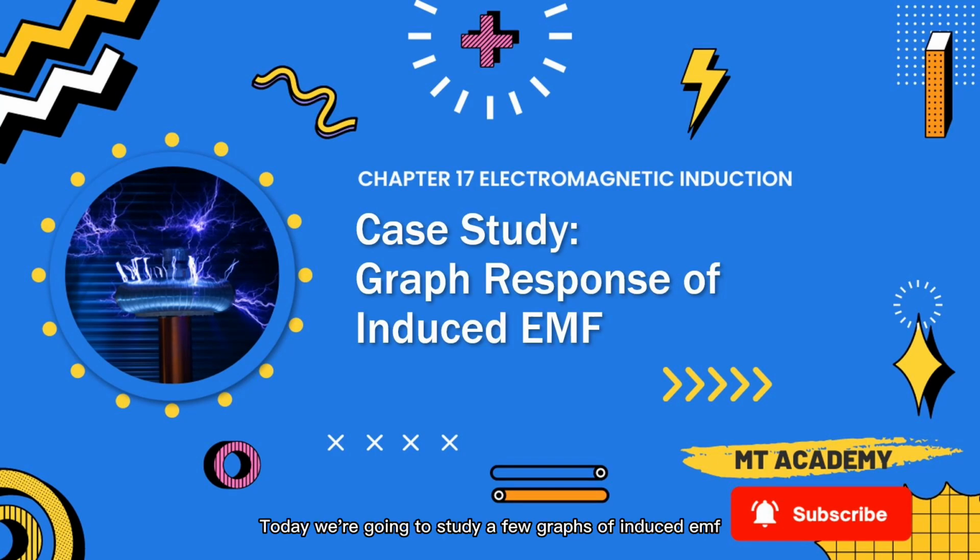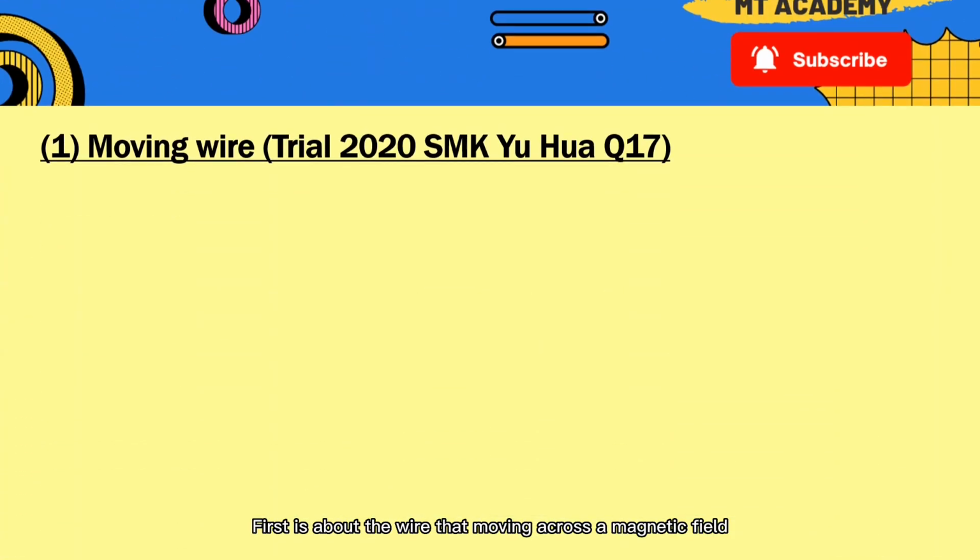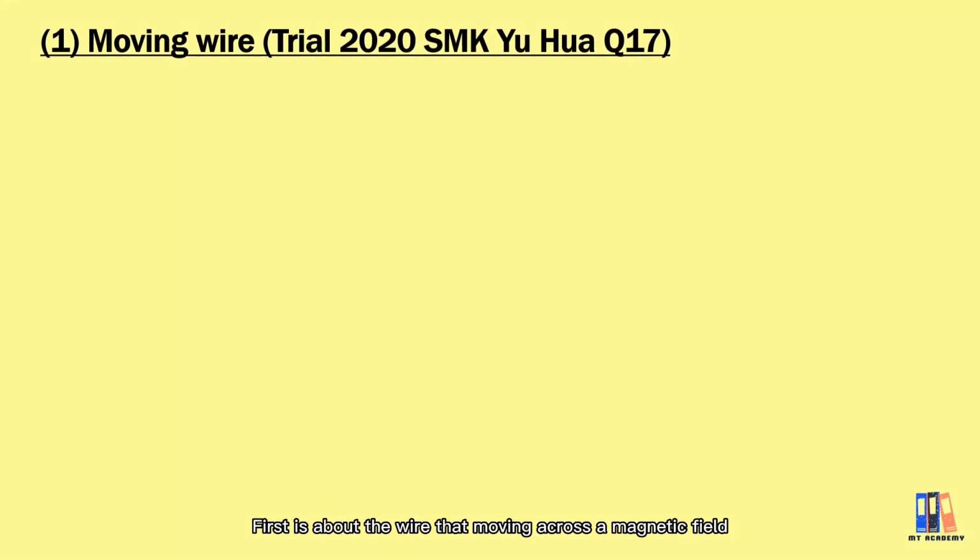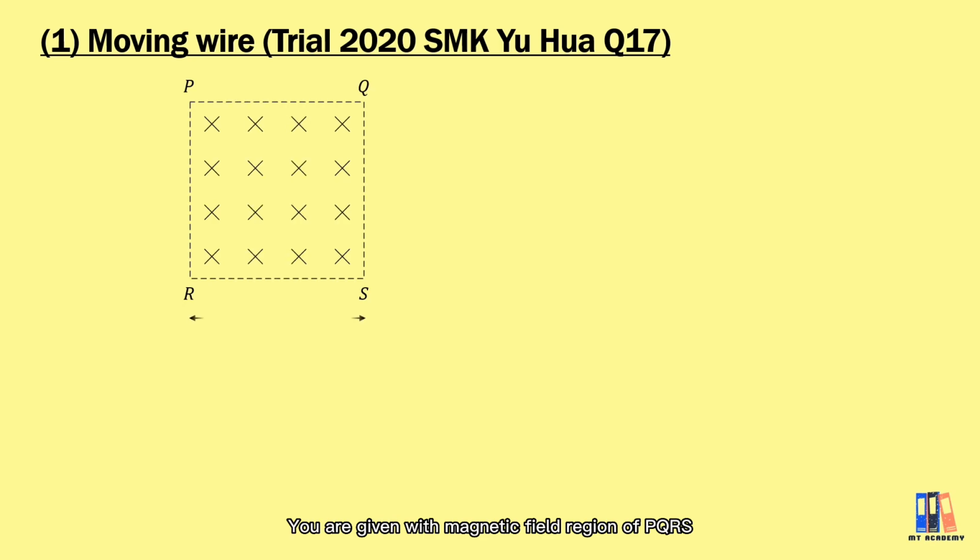Today we're going to study a few graphs of induced EMF in three cases. First is the wire moving across a magnetic field. I will use one example from the trial of SMK Yu Hua in 2020. You are given a magnetic field region PQRS, where the length of RS is given as 3 cm.